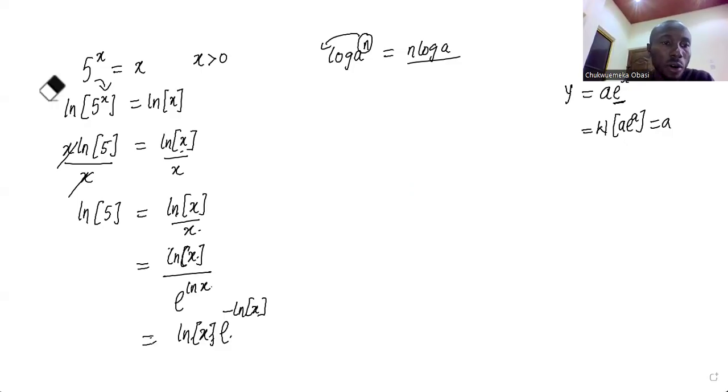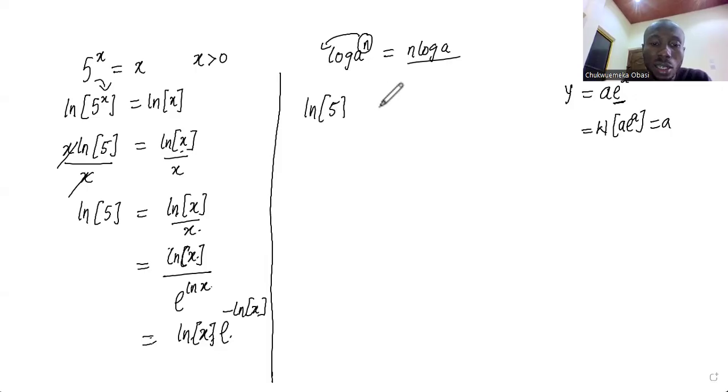So to this very point, we are almost close to the solution. We still have the ln of 5 on the left-hand side, and that is now equal to the ln of x times the exponent negative ln of x. So to this point, I'm very sure it's clear.